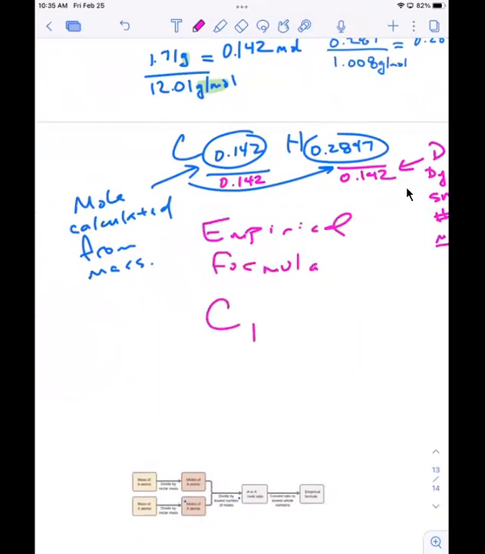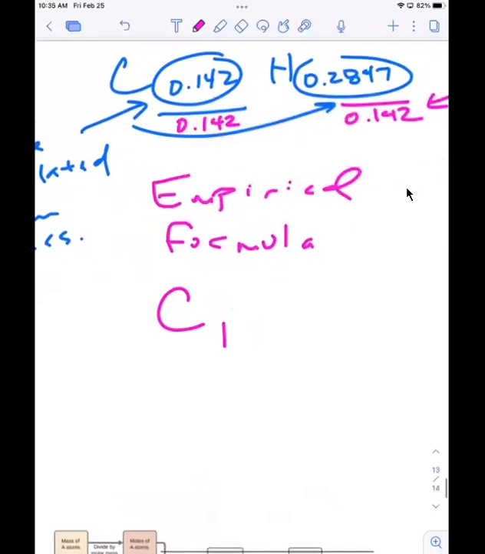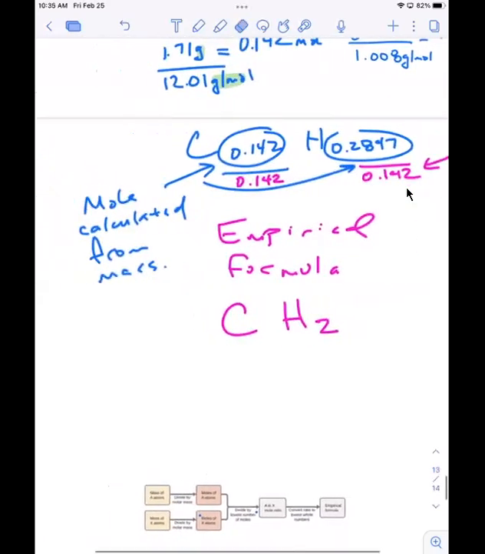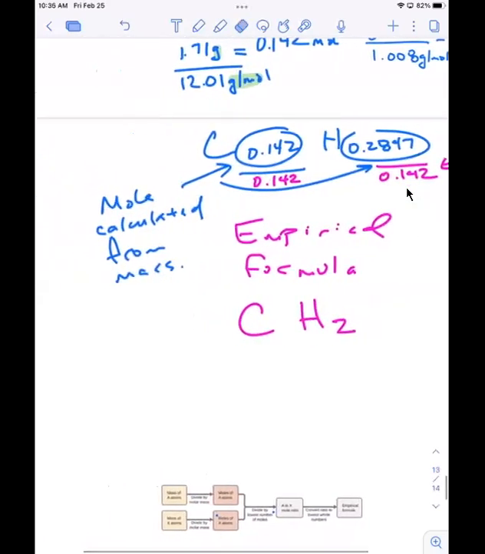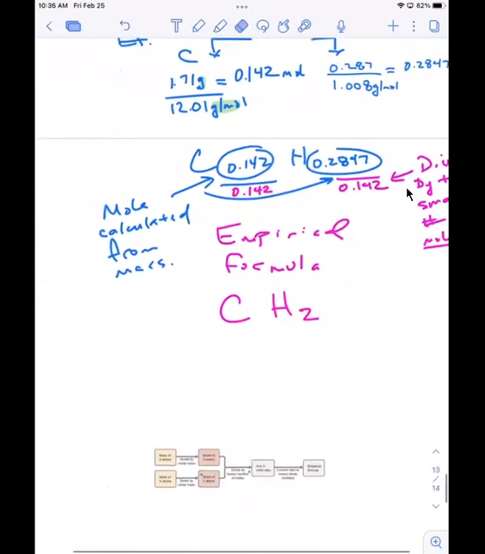It's just C1, is that right? But we don't have to show the one. Yes or no? Yes. Mhm. What about the second one? Is it H2? Yes. Okay, good. So this is the empirical formula.